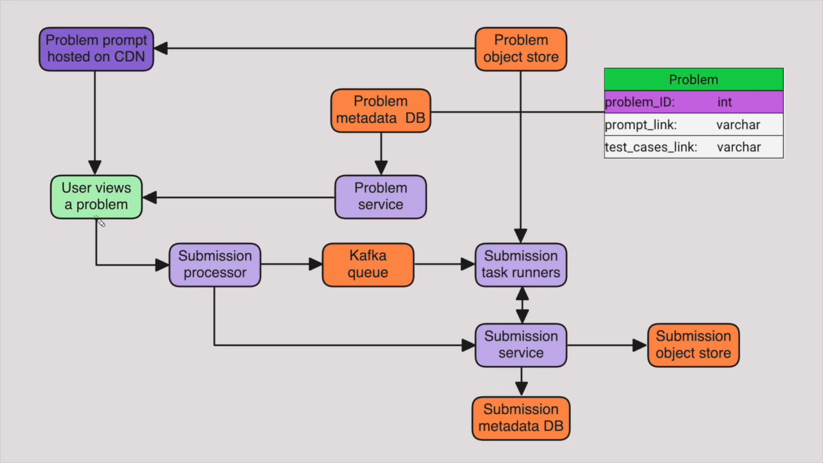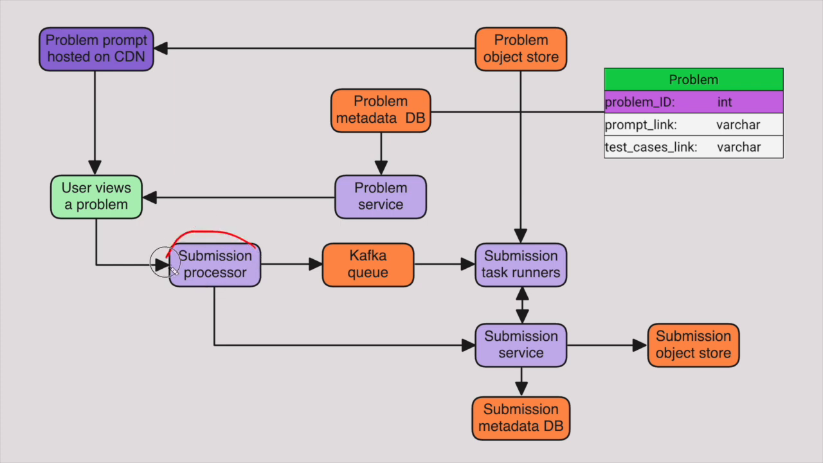Let's say we click the Submit button. So what happens here is that we send the written code and ID of the problem, user ID perhaps, to our submission processor. This service does 2 things. First, it stores the code that we sent through the submission service. This code gets stored in the submission object storage and metadata DB. And then once the code is stored in our submission databases, the submission service returns the ID or location of that submission to the submission processor.